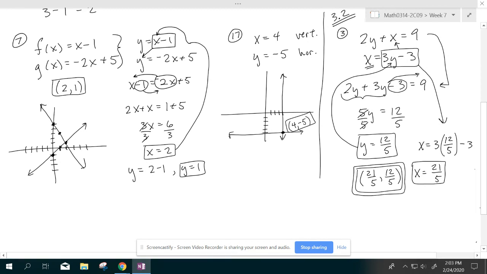I got a question. Go ahead. I put 3 over 5 and I got 36 over 5. Yeah, you have 21 over 5. I know. It's because there's the minus 3. You didn't do the minus 3 part of that yet. Got it? Okay, good. Anybody have any questions? All right, let's move on then.